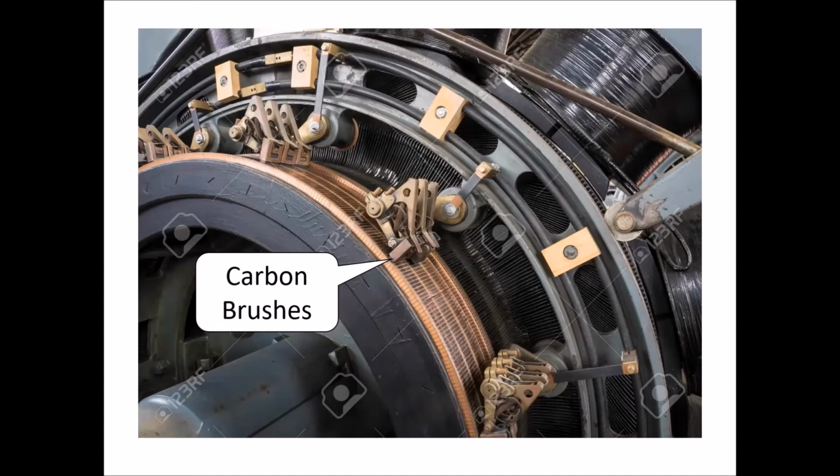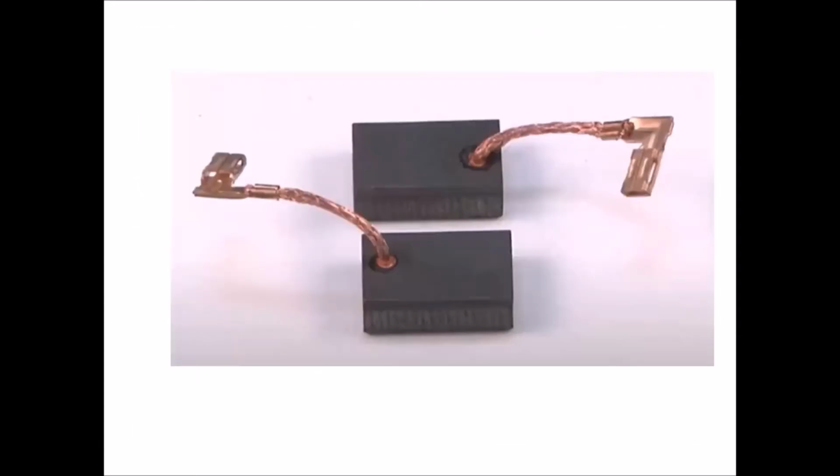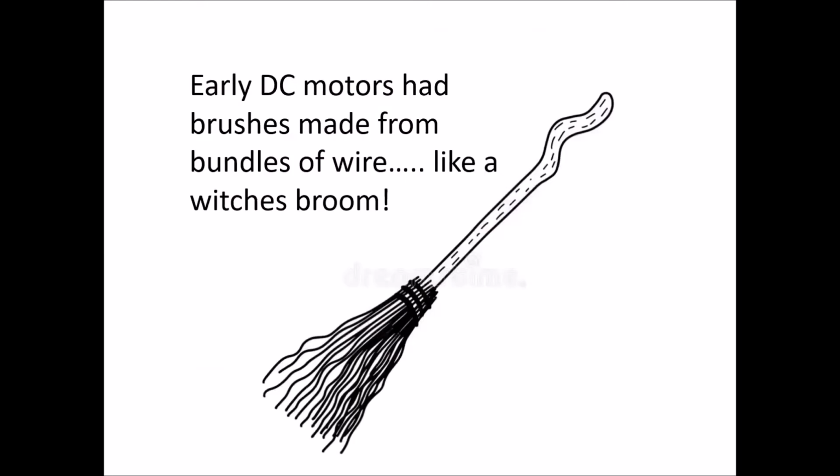I mentioned brushes. Here's a quick look at a carbon brush. You might have these things in your food mixer or your electric drill. And it always puzzled me why they were called brushes. So I looked into it, and their predecessors were like this. Early DC motors had brushes made from bundles of wire, like a witch's broom. And they, of course, scratched the commutator and made grooves in it. So the graphite or carbon brush took over.